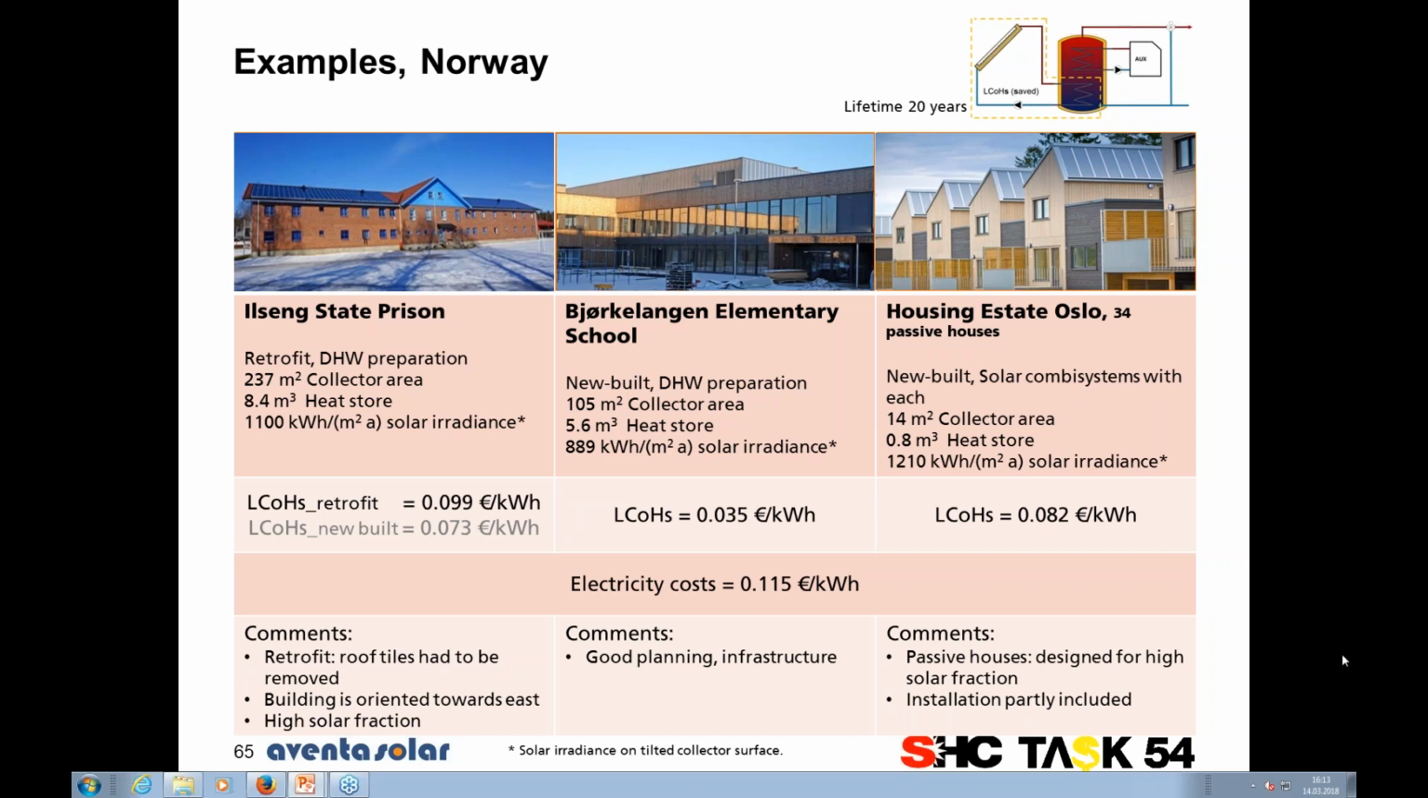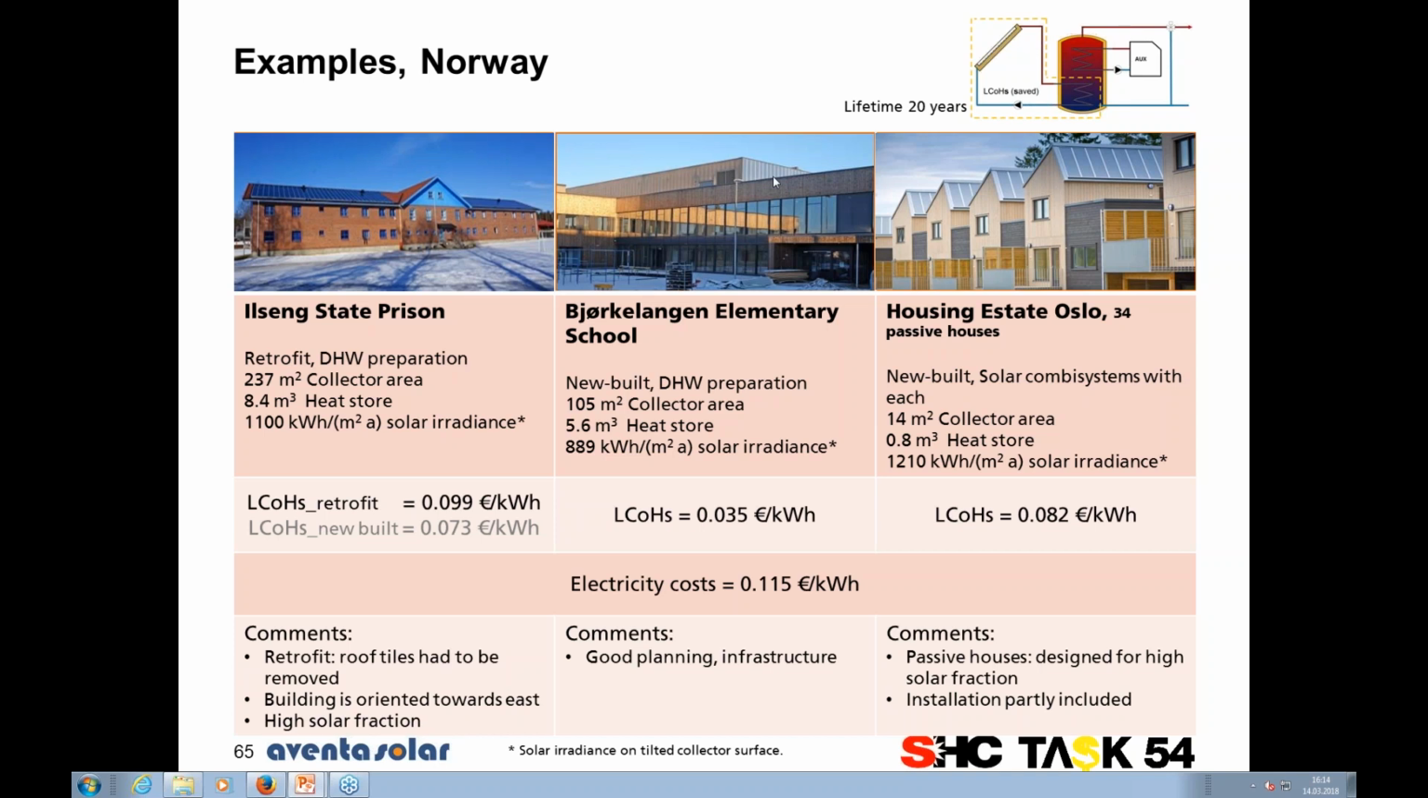If we go to the elementary school, the reason that we have such low costs here is that it was well planned. It was easy to access, to install it on the roof here, as you see. The infrastructure between collector system and heat store was short. No long piping was required. Another thing is that it's not a disadvantage to have it facade integrated, because the school has a much lower demand during the summertime when the sun is high.